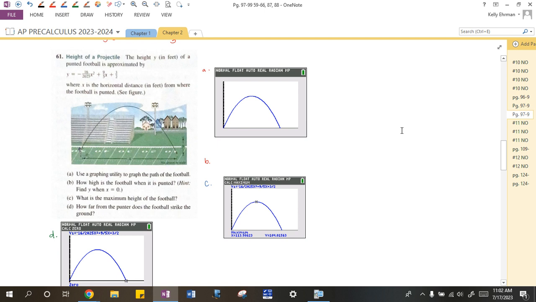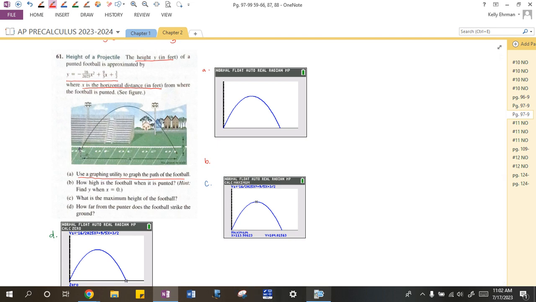Okay, next problem, height of a projectile. The height y in feet of a punted football is approximated by this model. X is the horizontal distance, also in feet, from where the football is punted. See the figure. So this doesn't give me an obvious domain to start out with. So it just says use a graphing utility to graph the path of the football.